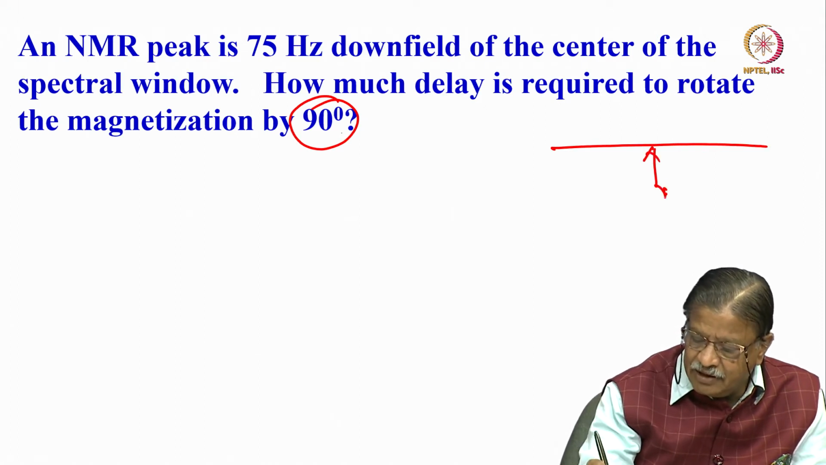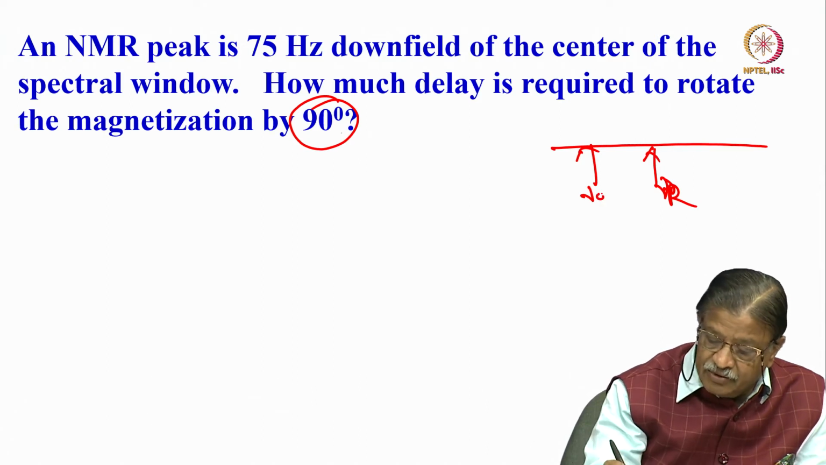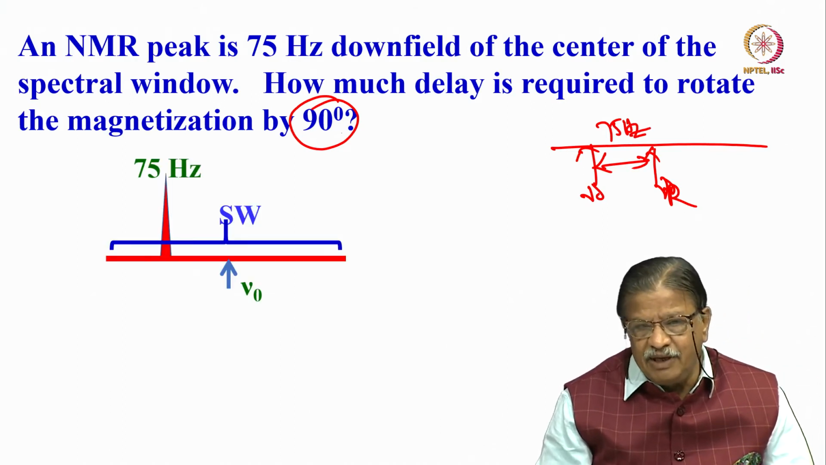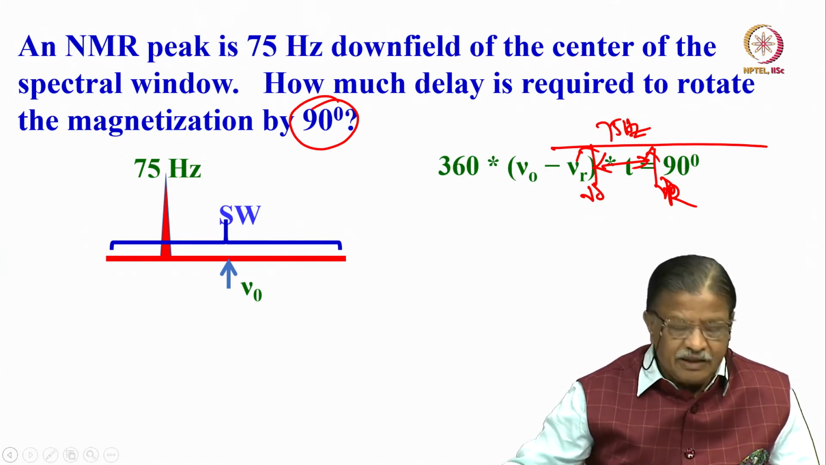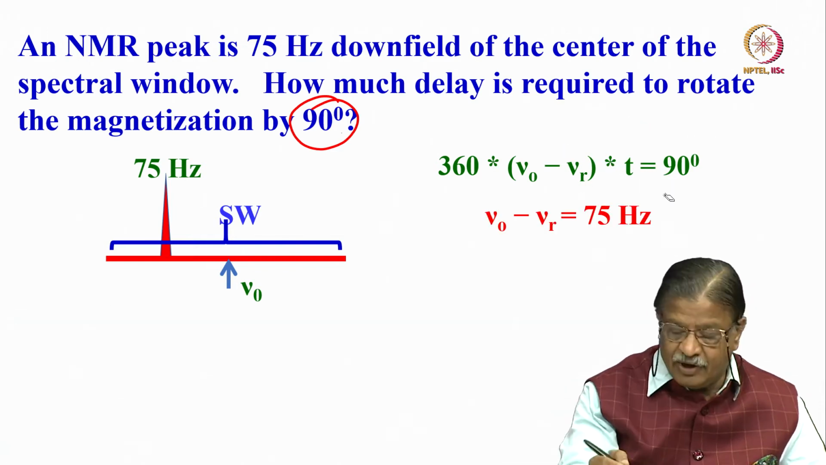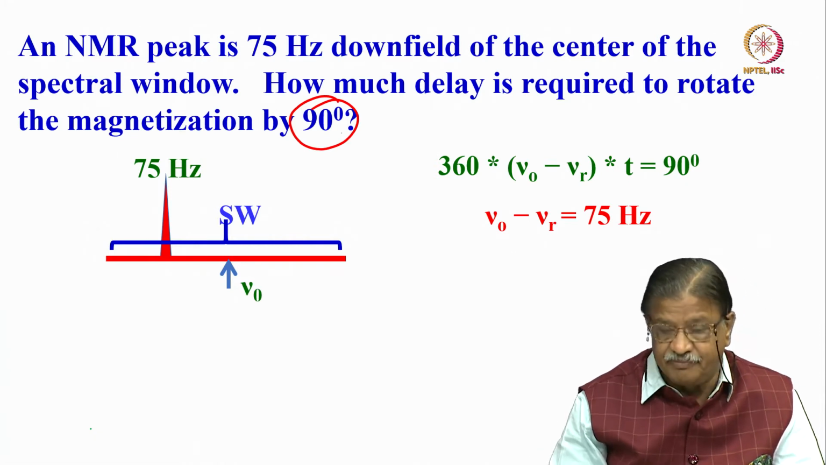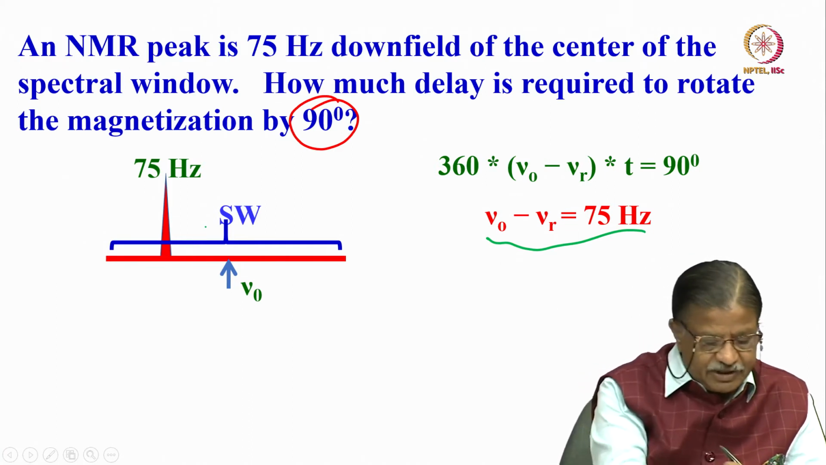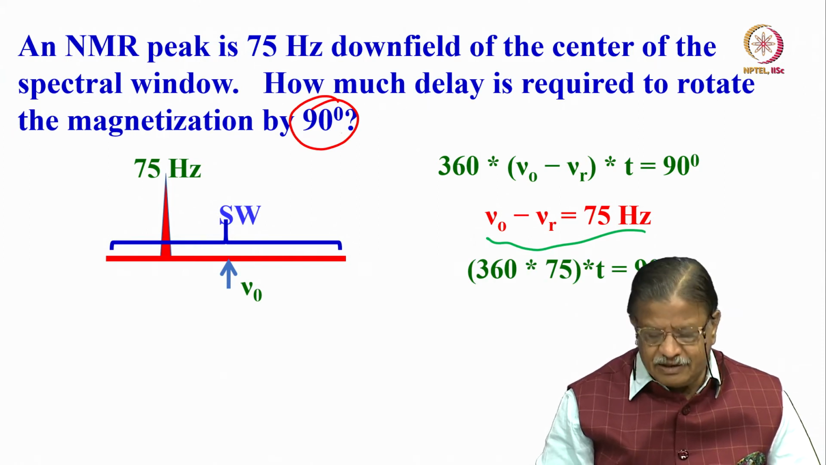Now I know what the 75 hertz is. This is nu naught, and this is nu r, if you call it the reference. This is exactly 75 hertz from the reference center. Now this is what the spectrum is. My job is to find out how much the signal has moved. You can understand by this equation. All you have to do is plug in the values. Nu naught minus nu r is 75. It is toward this side. Now put it here.